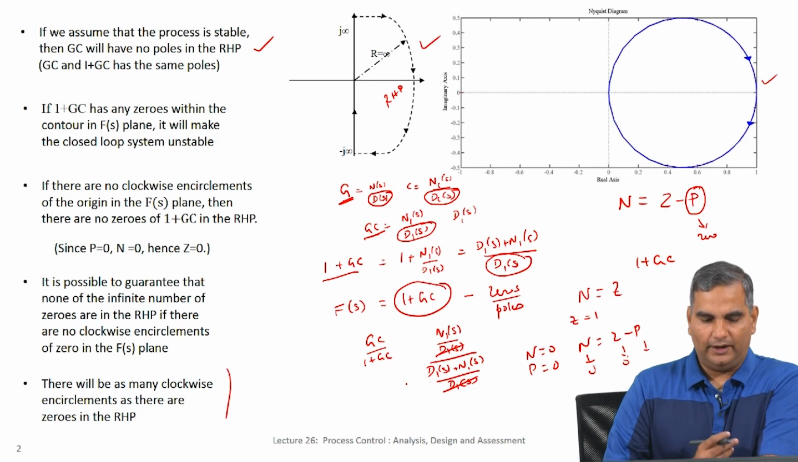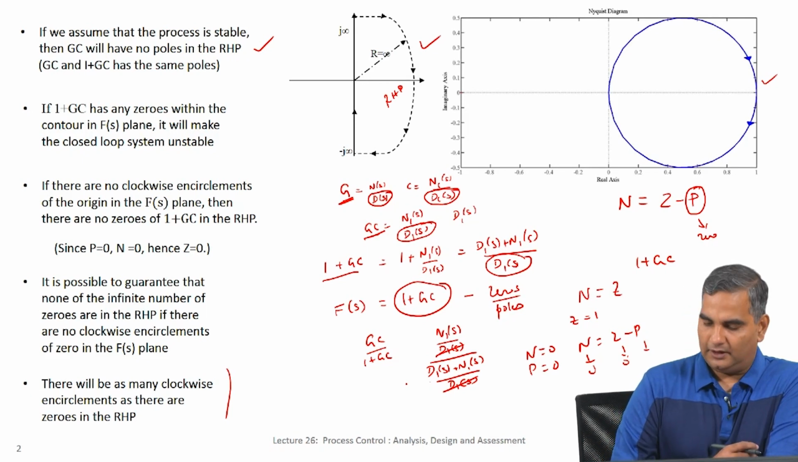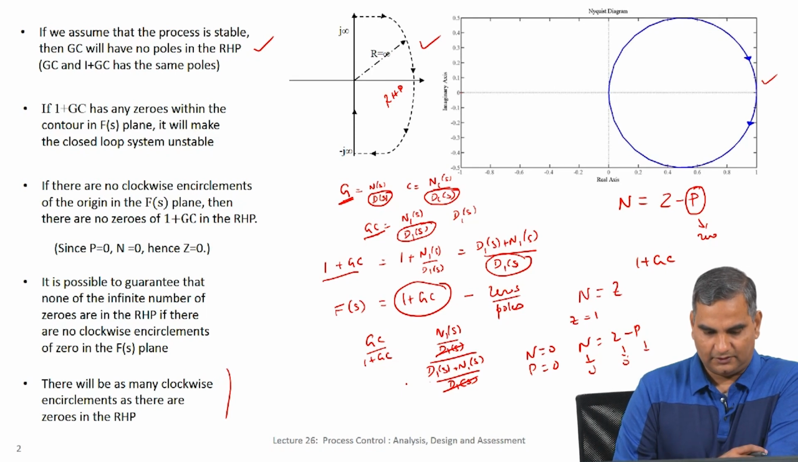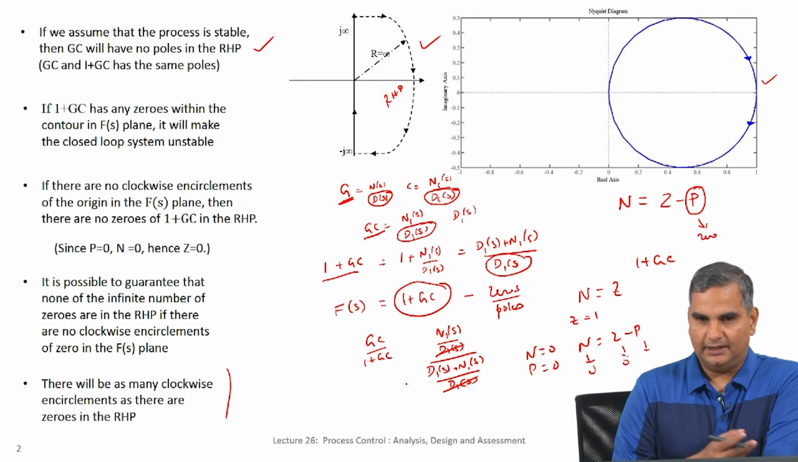Now, just a point: if you know that there are no clockwise encirclements, then you know that the system is stable, and this result is true for processes that are stable.